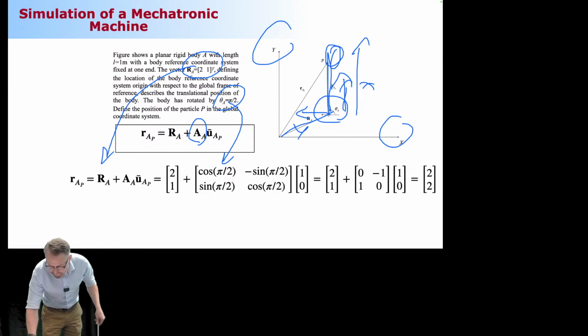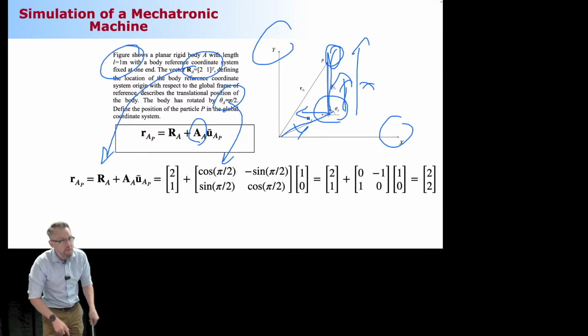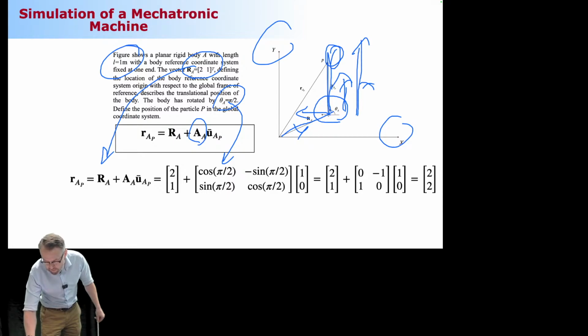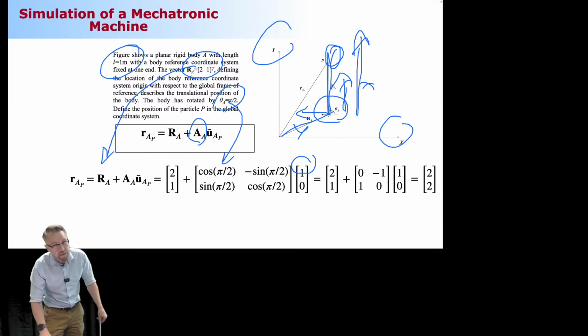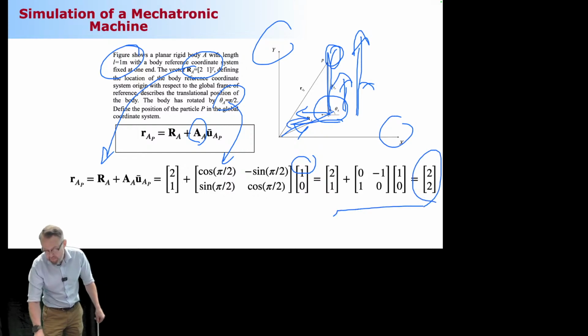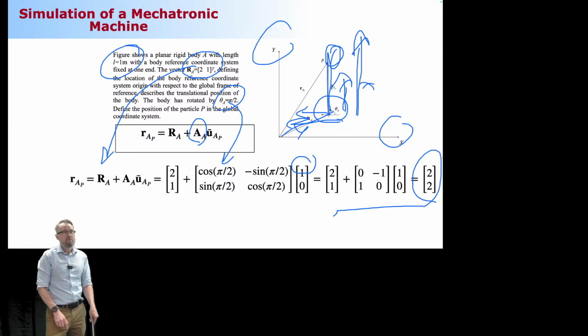The only thing left, what about the vector u bar? It is mentioned that the body is 1 unit in length. So you need to travel along the body x coordinate axis, an amount that is 1. How much you need to travel in this direction, that's 0. And when you do the math, you have the final position that is 2, 2.